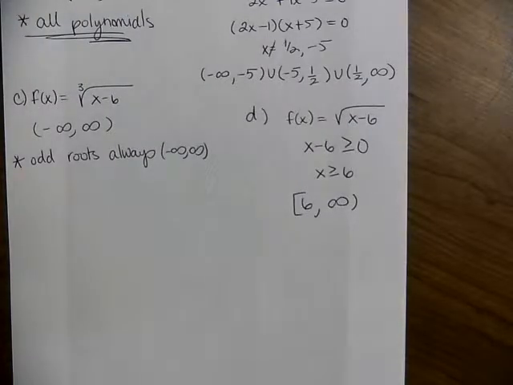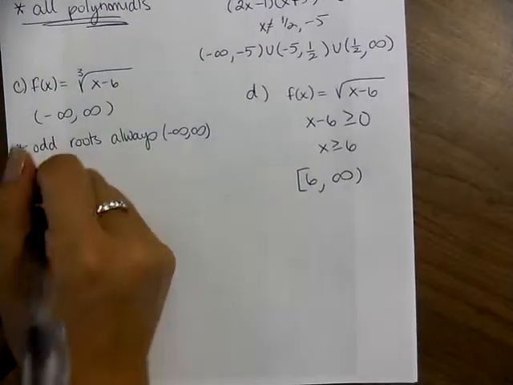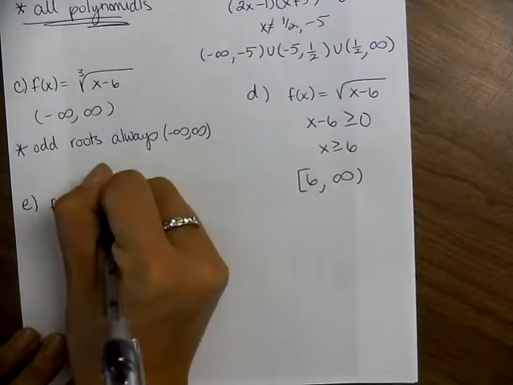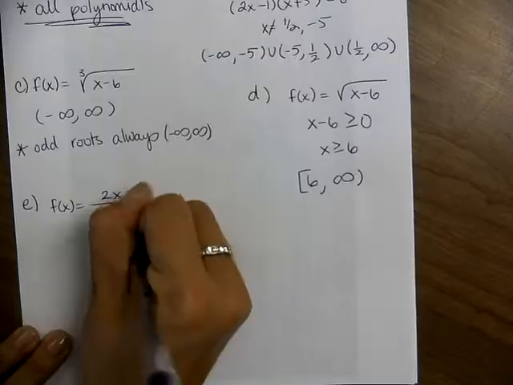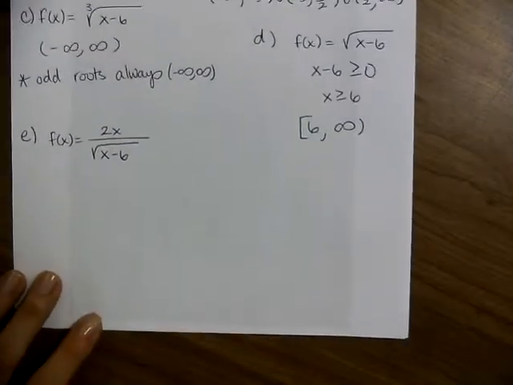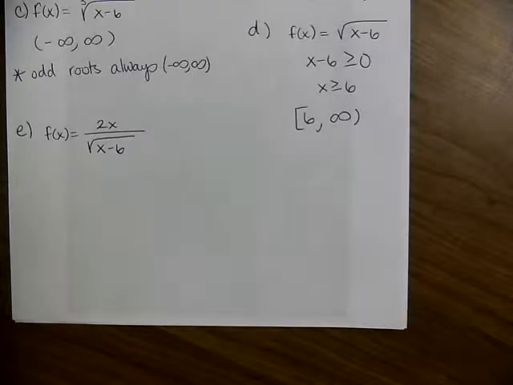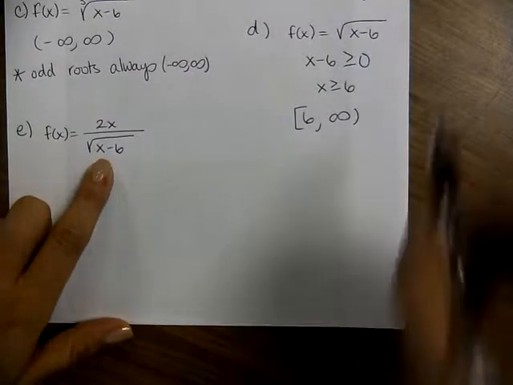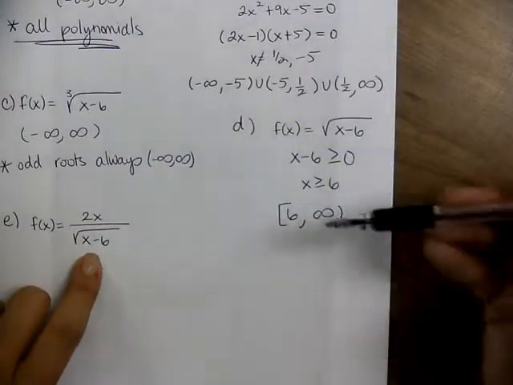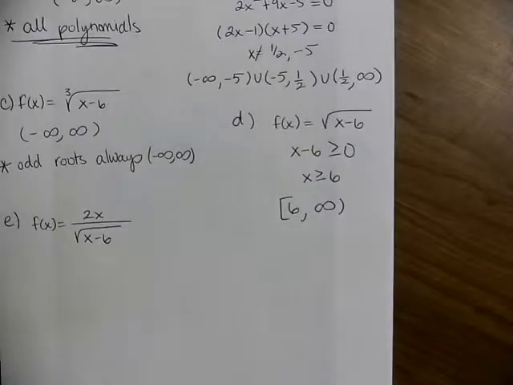Okay? Let's keep going with this idea of the square root. So now let's say I have f of x equals 2x over the square root of x minus 6. How is this any different than D? Yeah, it can't be 0 anymore, right? It's a square root, so it still has to be positive. And technically, yes, you can take the square root of 0, but now it's in the denominator. So it's like you're combining the ideas from B and D into one. You have to mesh the ideas together, okay?